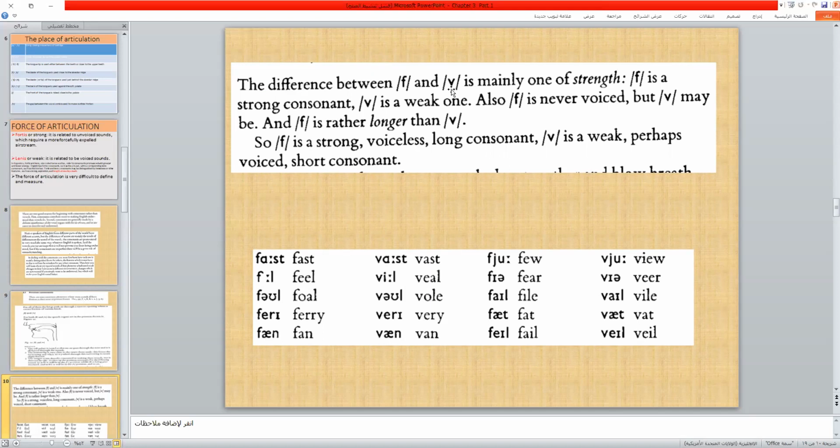You can touch your throat and feel the vibration in the vocal cords. V, v, vast, veil. There is a voice, there's a vibration in your vocal cords, and you can feel it when you touch your throat. But the situation is different with f. It's aspirated, which means there is a puff of air, a burst of air coming out of your mouth. You can feel it when you put your hand in front of your mouth and say the sound.